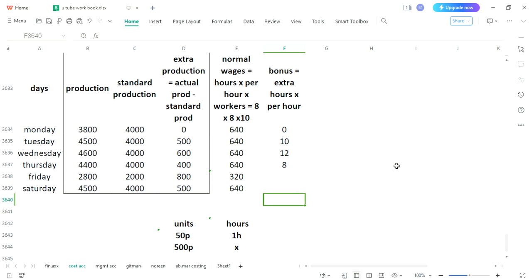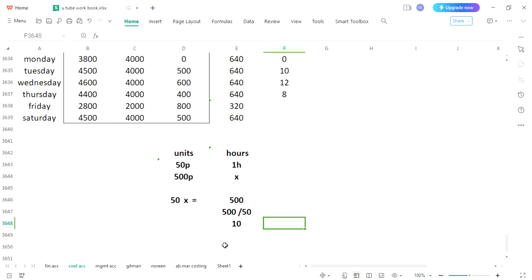Since 50 pieces are made in 1 hour, over here we were dividing it by 50. In a similar way, for Friday, number of units produced 800 divided by 50. We have got 16 extra hours for Saturday. Okay, it would be settled for Friday later on, because half was considered for Friday.